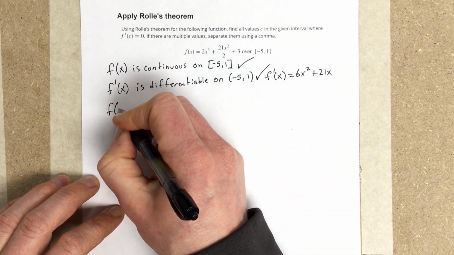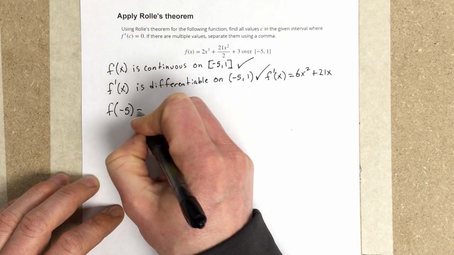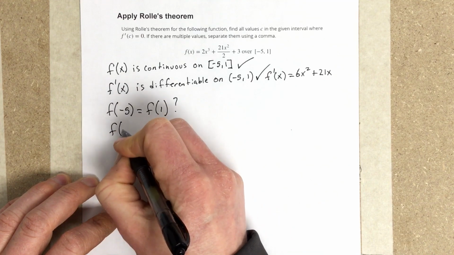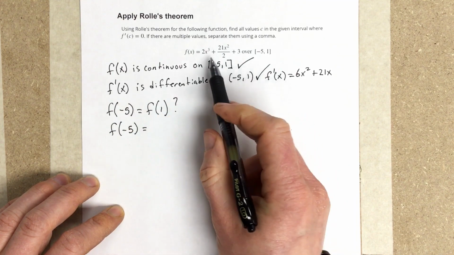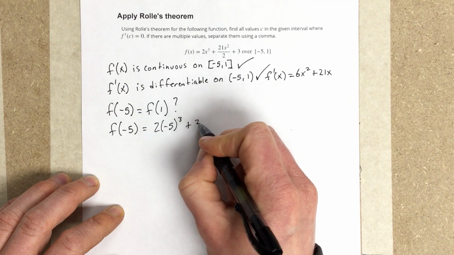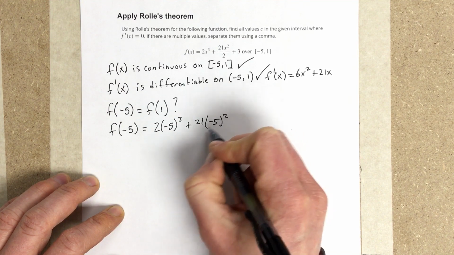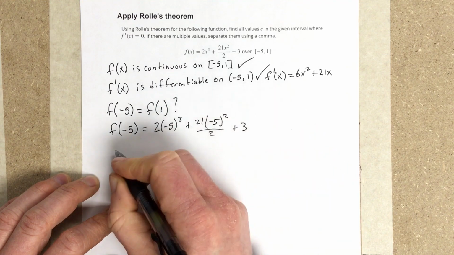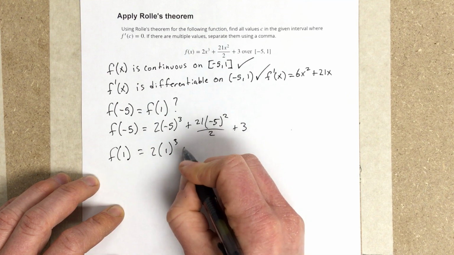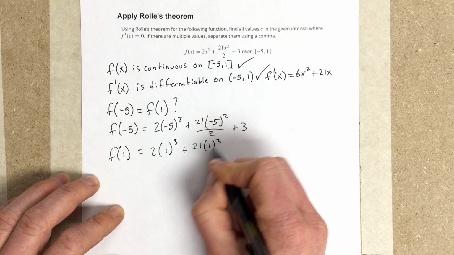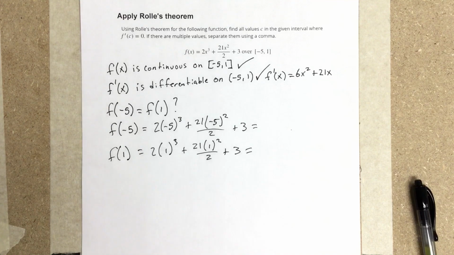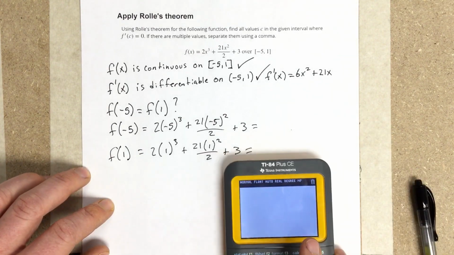Does f of a, or f of -5 in our case, equal f of 1? So we plug those in. F of -5 is equal to 2 times -5 cubed plus 21 times -5 squared over 2 plus 3. And then we do the same thing with f of 1. So we get 2 times 1 cubed plus 21 times 1 squared over 2 plus 3. Are they equal? So I'm going to plug those into the calculator. Let's plug in the entire equation.